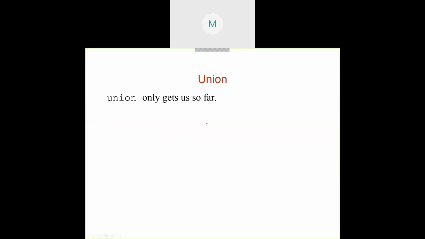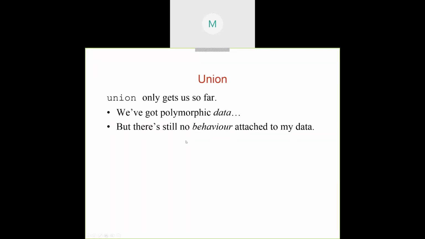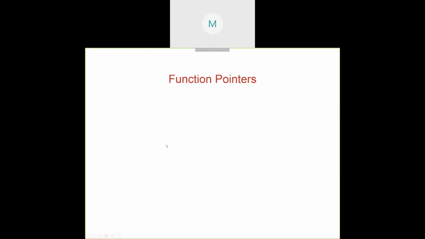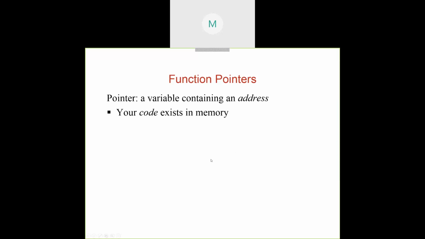So union only gets us so far. We have got the polymorphic data, kind of, but there is still no behavior attached to my data. So how can we do this polymorphism in the C programming language? That's the question. And now we have a new concept called function pointers. So this is a kind of pointer that refers to a function. A variable containing an address. Clear? So how can we declare this?